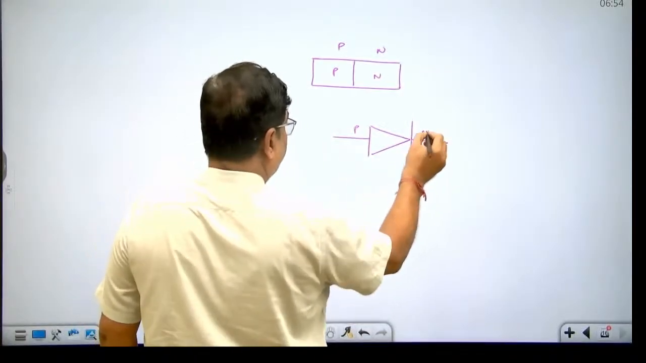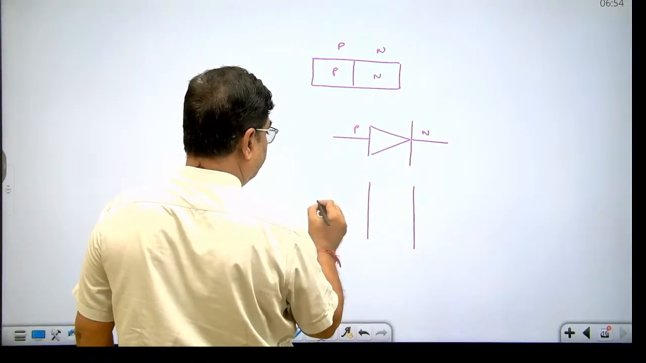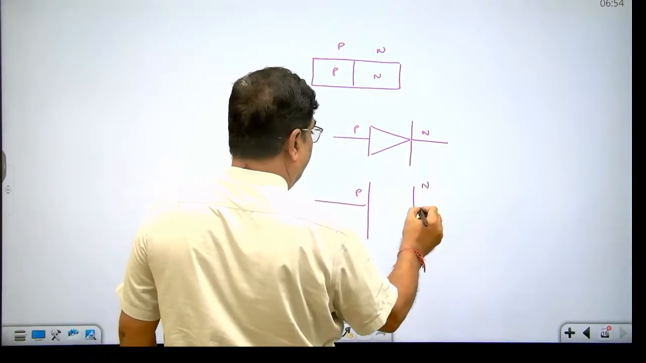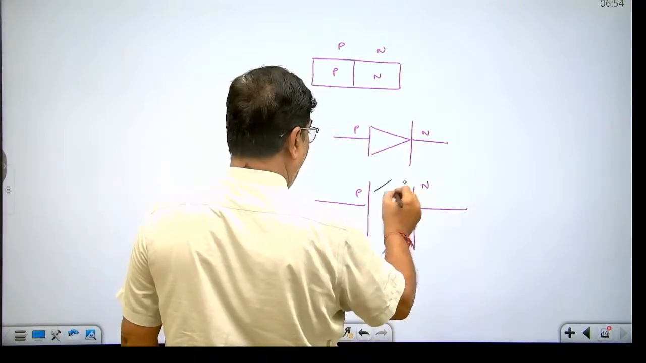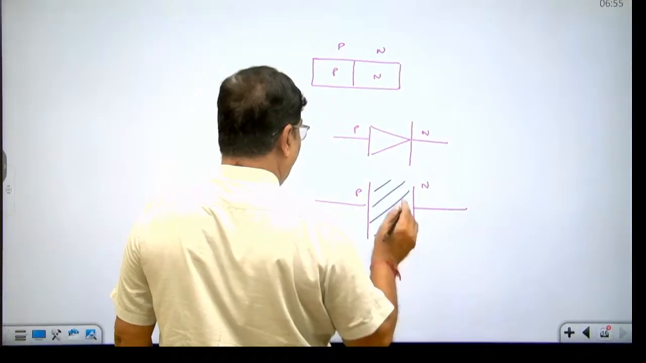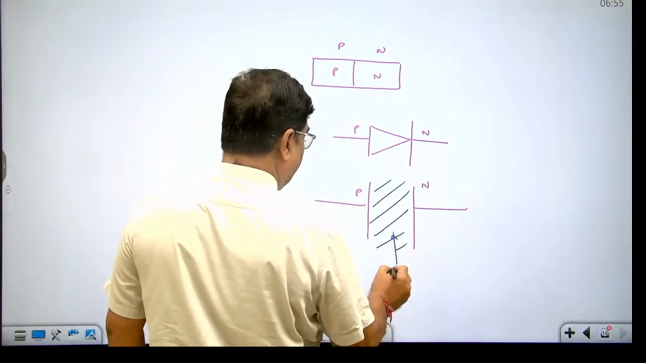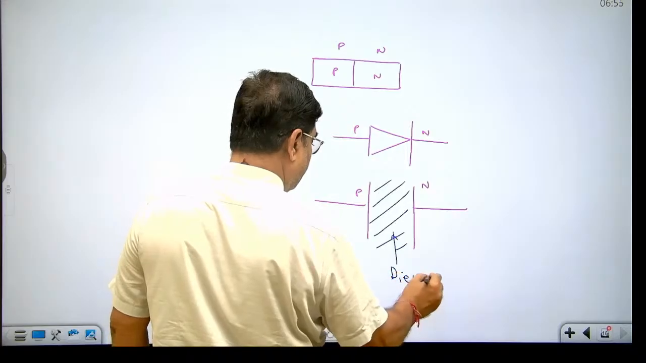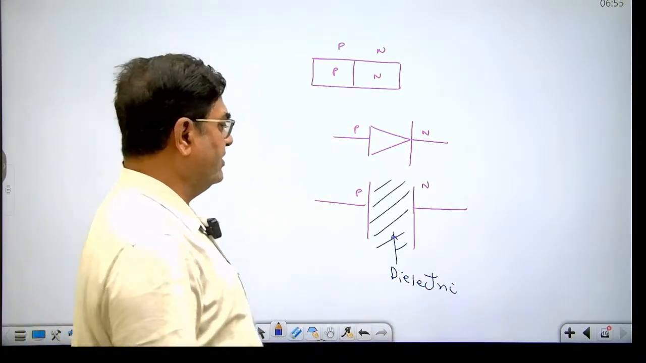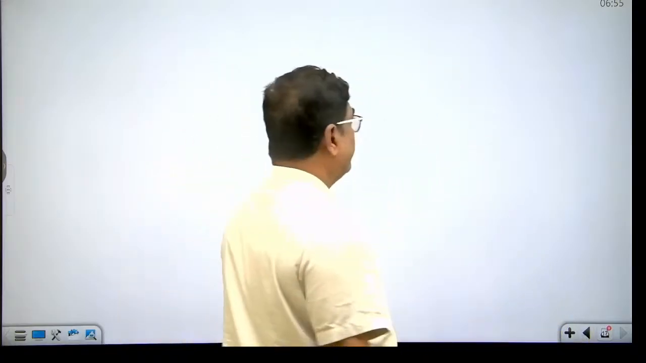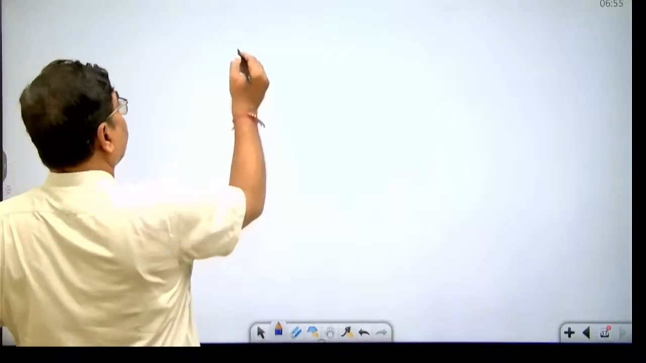This P type acts as the positive plate of a capacitor and N side acts as the negative plate, and the depletion layer, what is depletion layer? This I will tell you. The depletion layer acts as a dielectric material sandwiched between P and N type. So now dear student, in PN junction formation there are two important terms. One is depletion layer. This is a very important term.